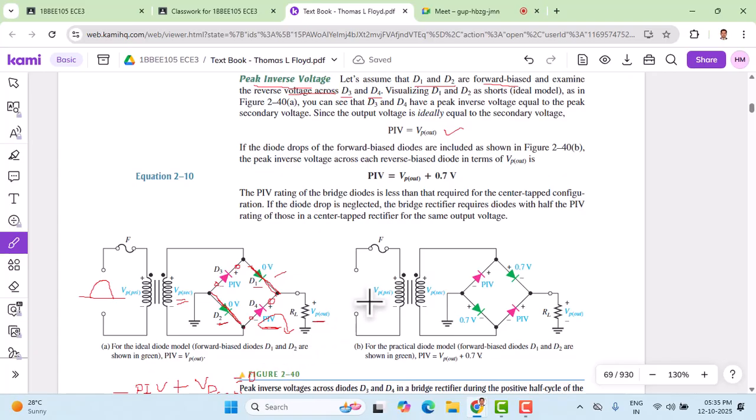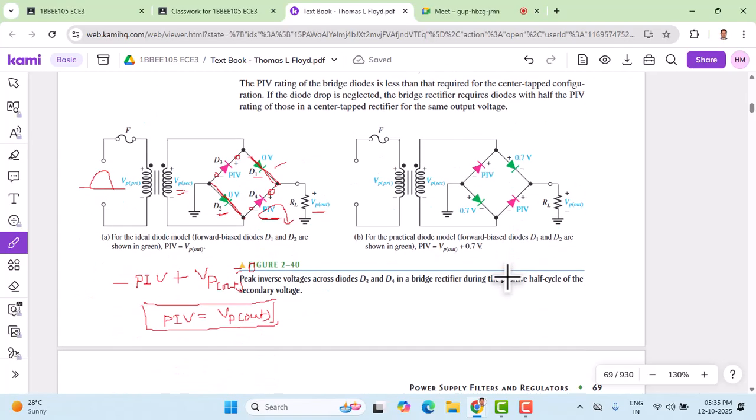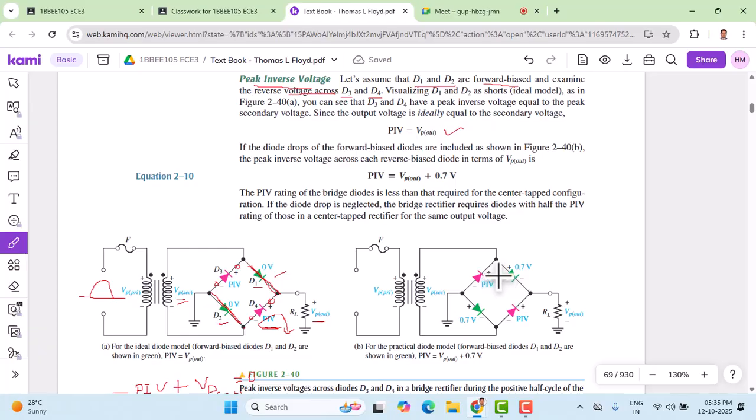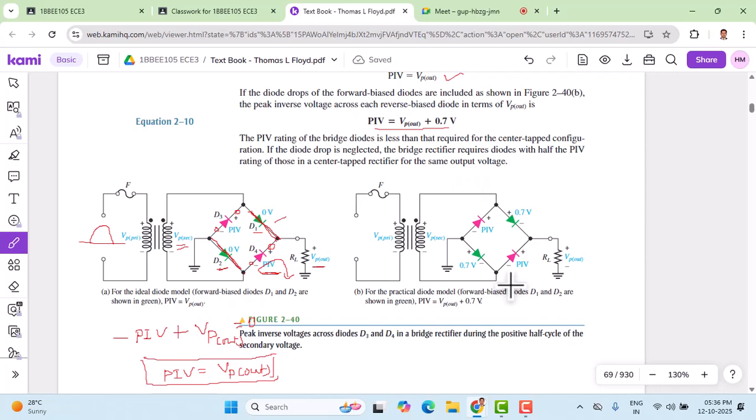Just now we have calculated it. And for the practical diode, the formula is given here. The peak inverse voltage for the practical diode is Vp out plus 0.7. Let us work out how we get this peak inverse voltage as Vp out plus 0.7. Again, as usual, here we treat diodes as practical. So across them there is a voltage drop of 0.7 volt, and here also we have a voltage drop of 0.7 volt.